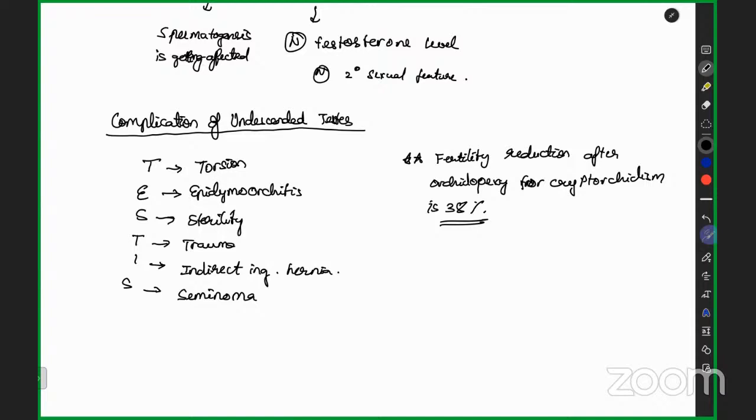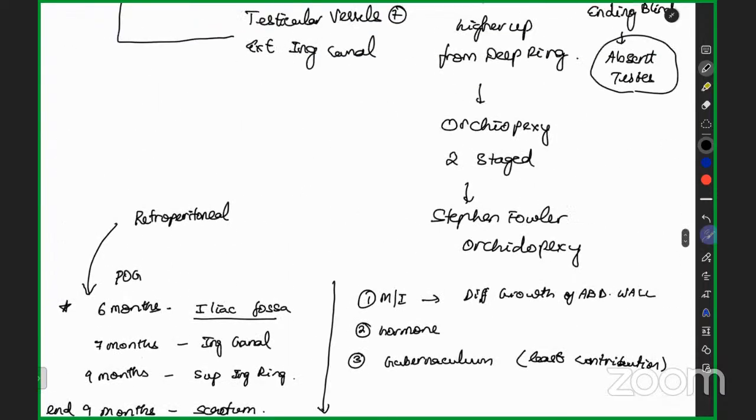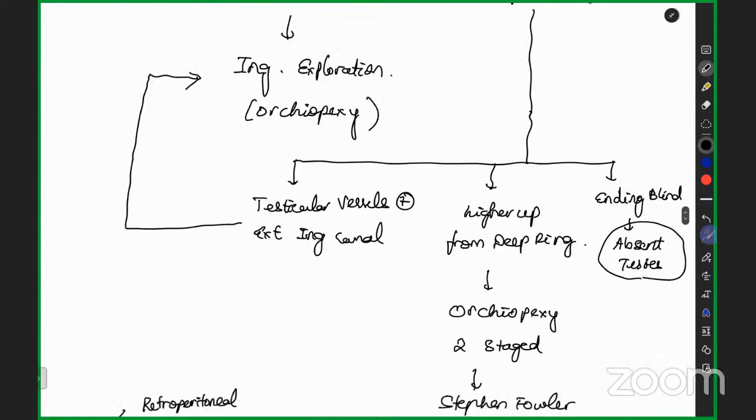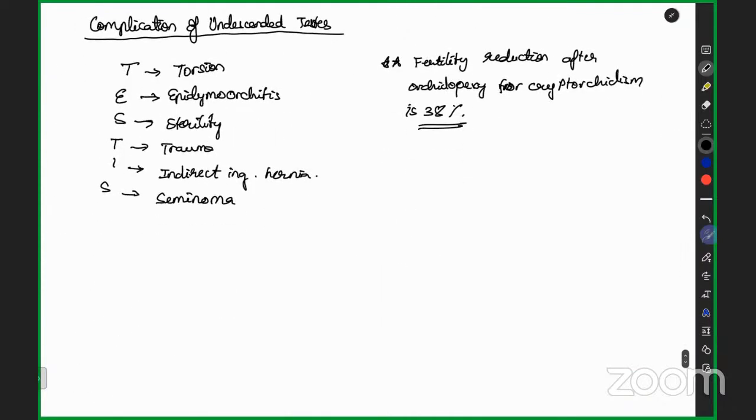In the first 6 months it cannot be done. Okay, but what can we do? After that we can ask them to operate. That is why I have given you the protocol. So you have to perform a Stephen Fowler orchidopexy, okay, or you can go for inguinal exploration if it is found in the inguinal canal. Clear, right? Any doubt? Seminoma is most common, but there is a chance of other cancers also; the most common is seminoma. Clear, right? So management of undescended testis, any doubt?